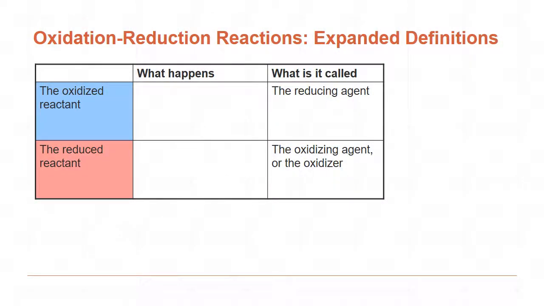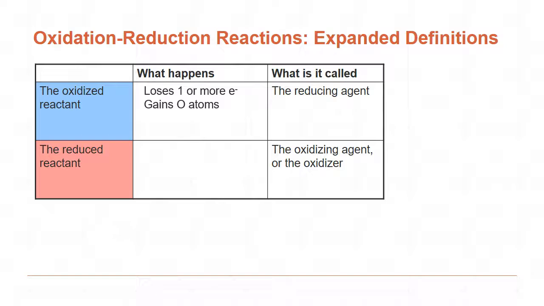Let's start with the basic definitions. Oxidation is loss of electrons. So when a reactant loses one or more electrons, we say that that reactant's been oxidized. At the same time, because it's causing the other reactant to be reduced, we'll define that reactant as the reducing agent. Another sign of oxidation is when a reactant gains oxygen atoms.